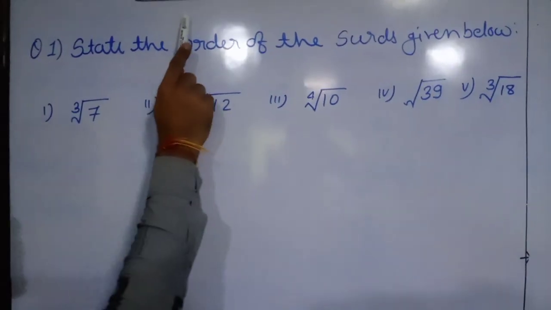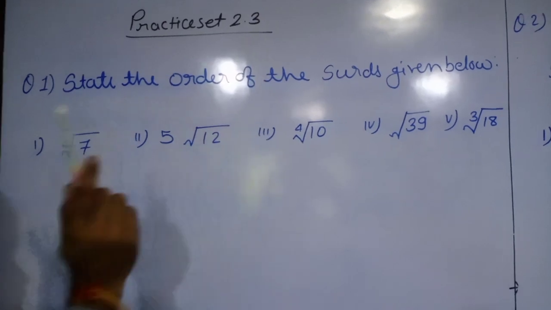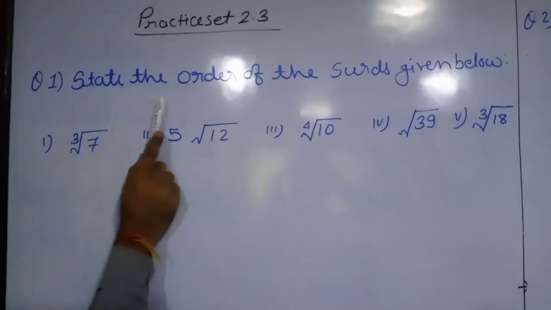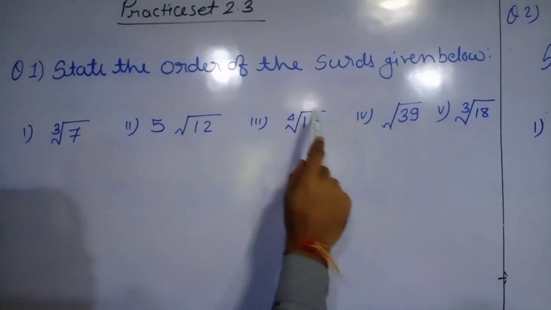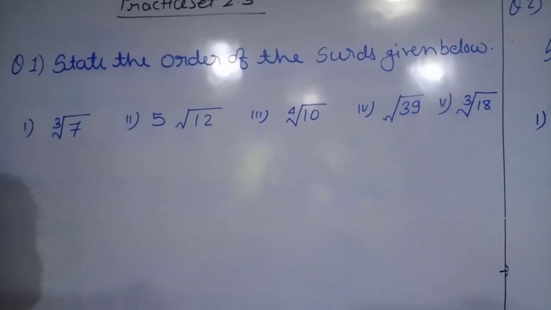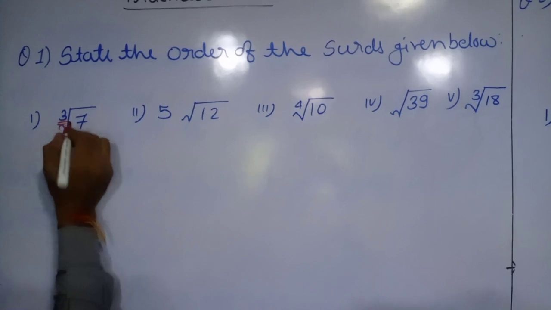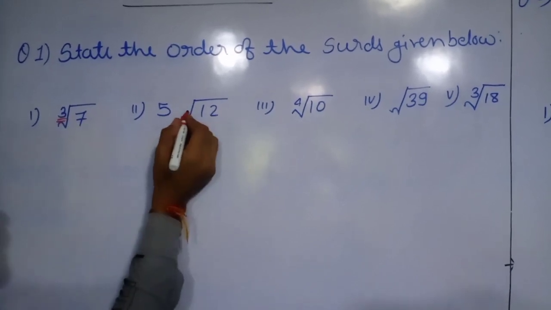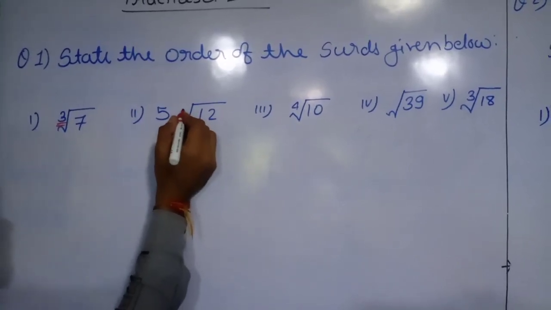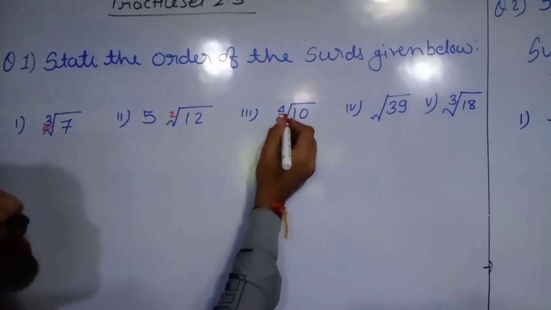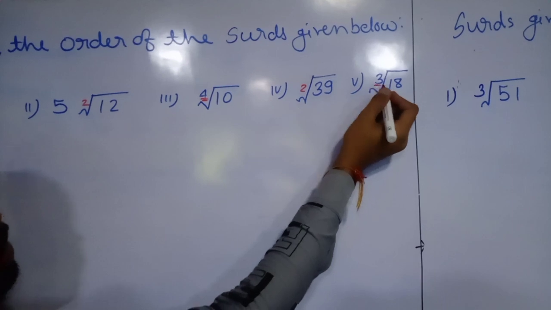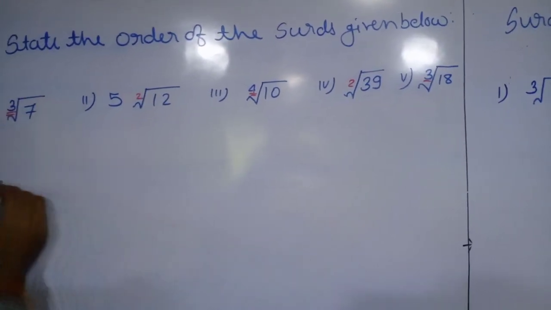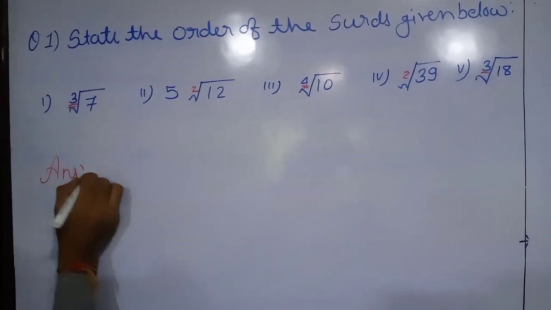Let's start practice set number 2.3. The first question is: state the order of the surds given below. We learned how to identify the orders. In the first one we have order 3. Here nothing is written, that means 2. Here we have 4. Here nothing is there, means 2. Here also we have 3. So how are we going to write the answer?